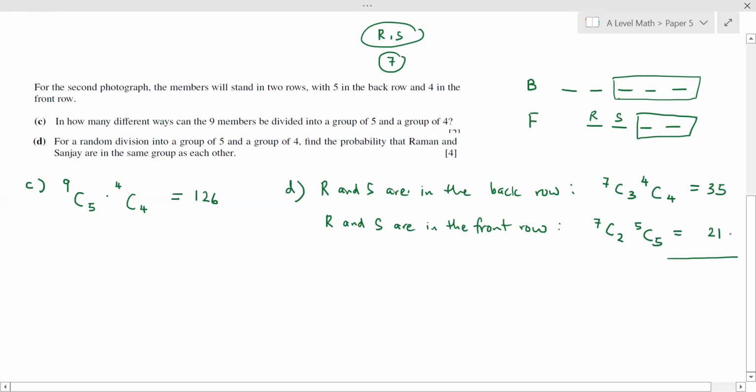So the total number of ways for Raman and Sanjay to be in the same group will be 56. Then the probability that Raman and Sanjay are in the same group will be 56 over the total number of ways, which is 126. And this can be simplified to 4/9.